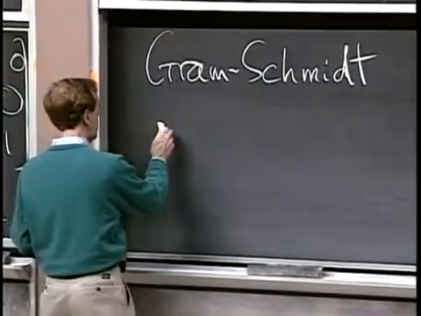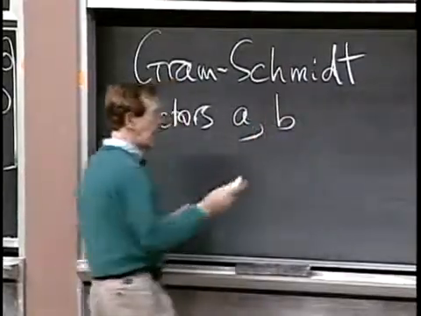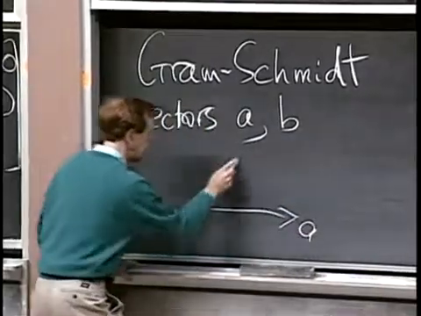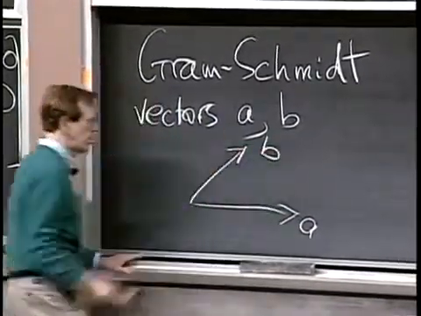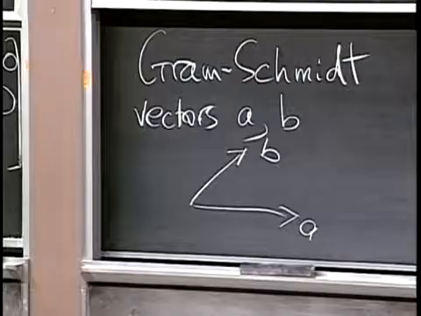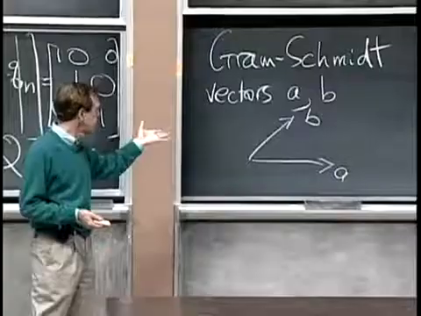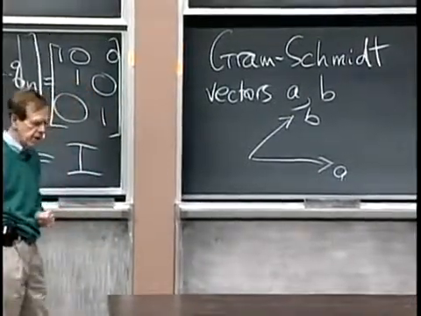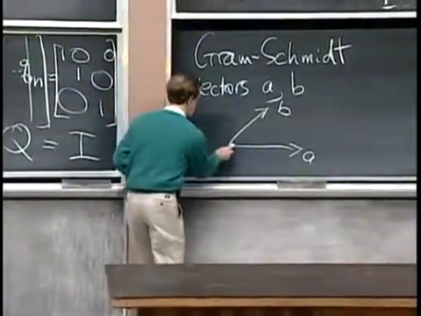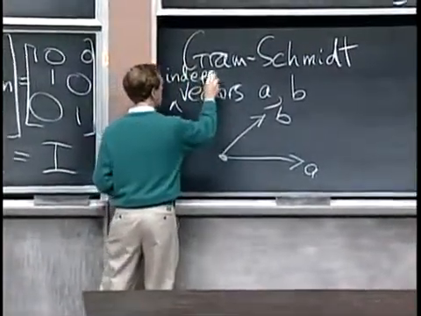So I start with vectors A and B. Let me draw them. Here's A. Here's B. For example, A isn't specially horizontal, wasn't meant to be. Just A is one vector, B is another. They might be in 12-dimensional space, or they might be in 2-dimensional space. They're independent anyway. So I better be sure I say that. I start with independent vectors.